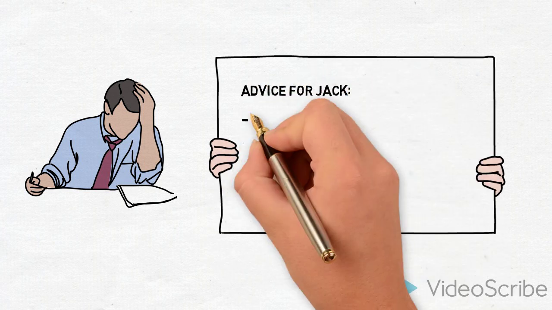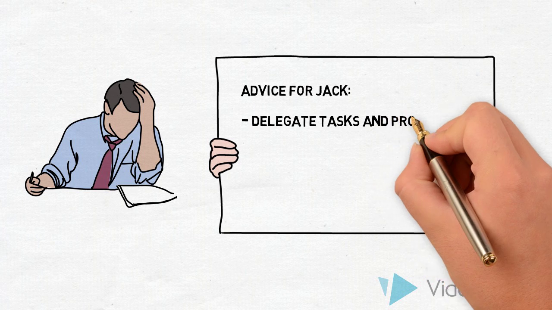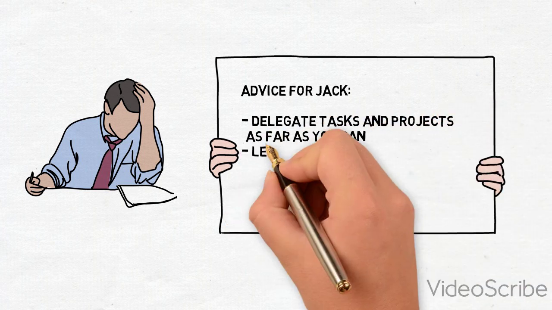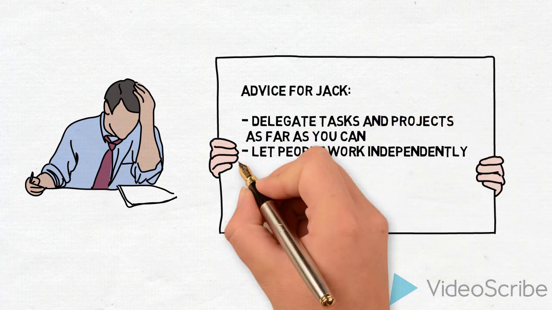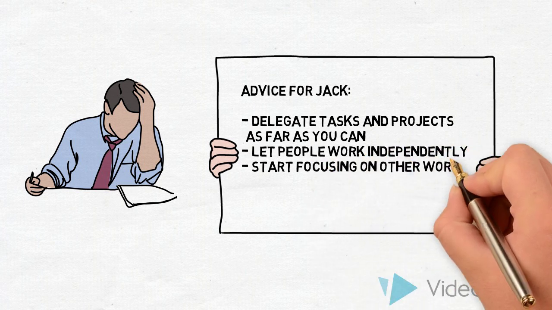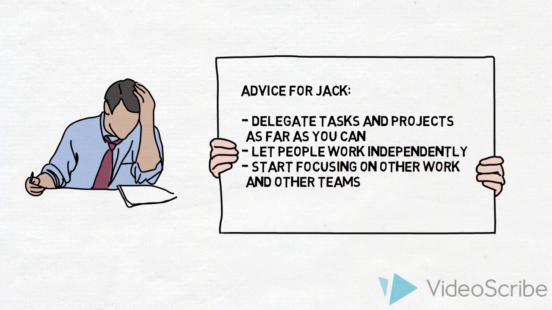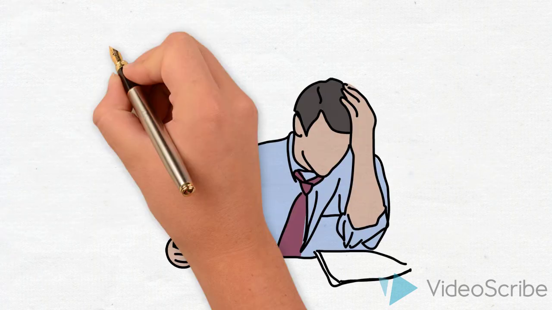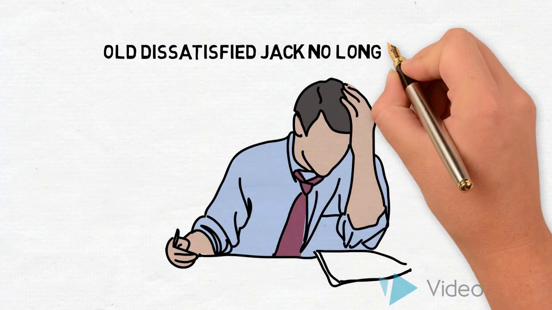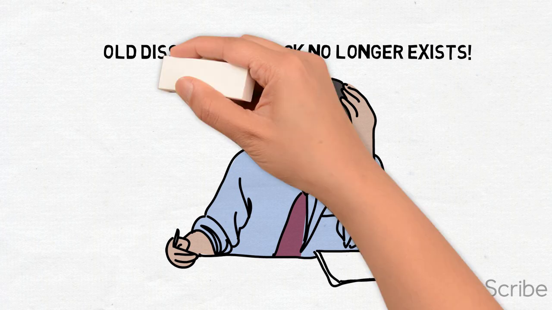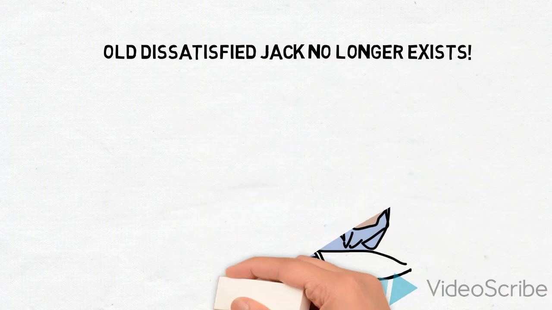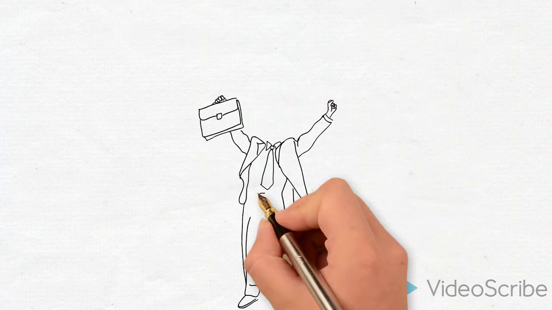Delegate tasks and projects as far as you can. Once the team is achieving well, let people work independently. You will now be able to start focusing on other goals and areas of work. By applying the Tuckman model, the old dissatisfied Jack no longer exists. He managed to transform his unproductive teams to successful teams. Most of his projects are a big success right now.